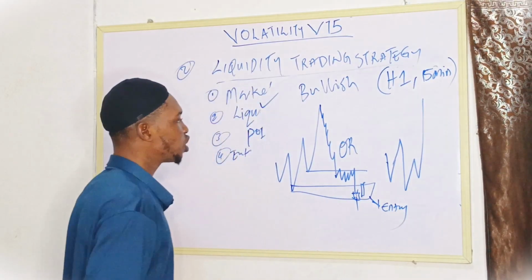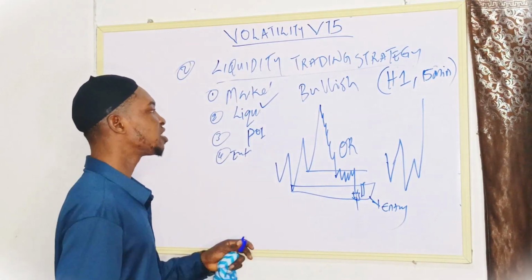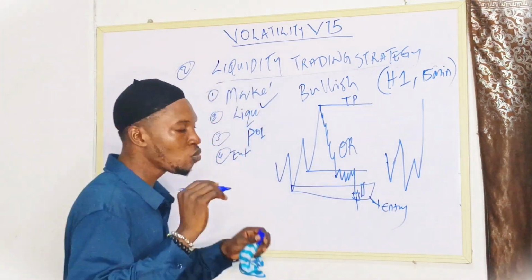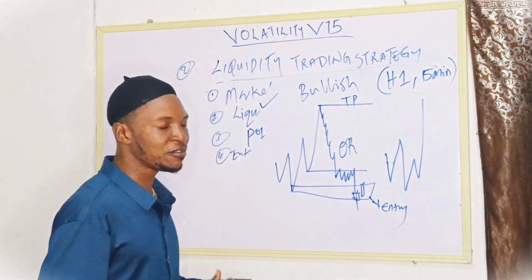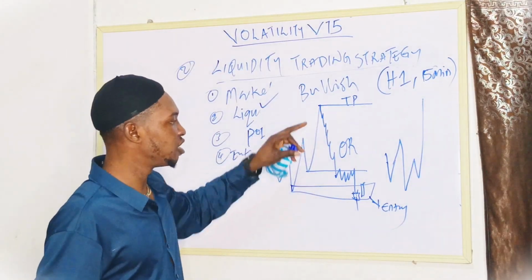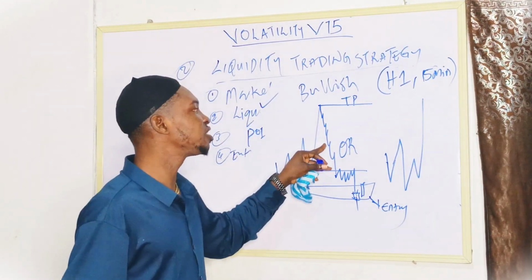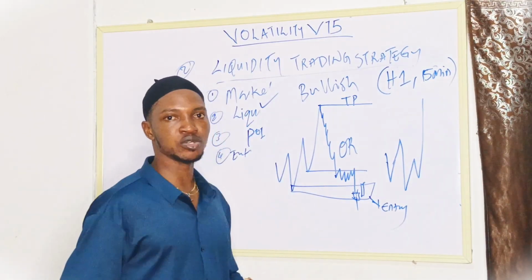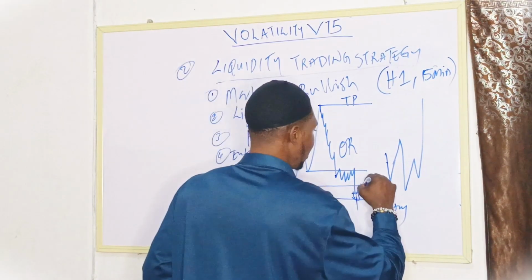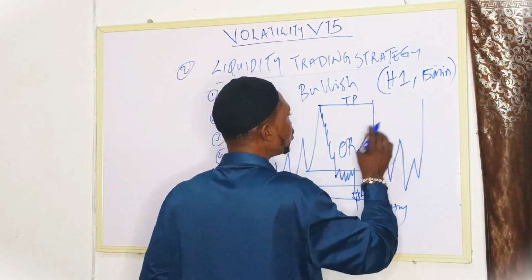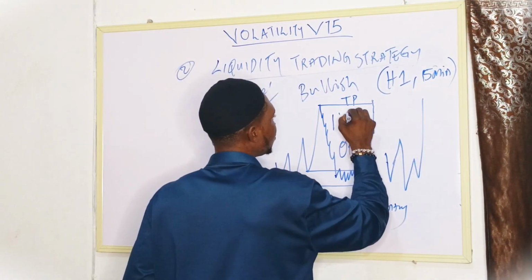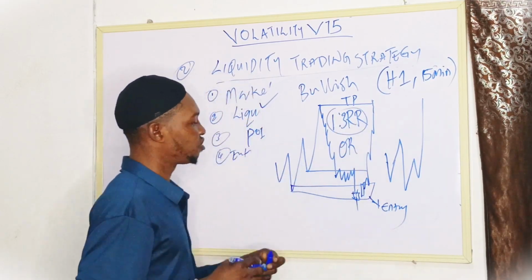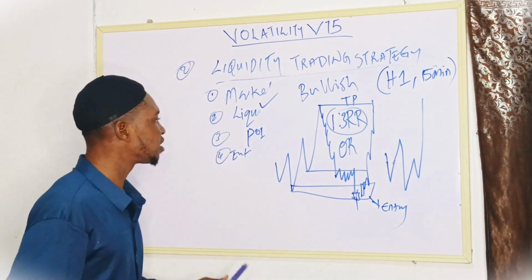When you make your entry from here, you can always target this zone as your TP, or use 1:3 RR if you don't have the patience to wait. If you're targeting this, it might take a longer time, but if you're using 1:3 RR, you will probably get your TP hit. So it just depends on your patience level. So when you enter from here, you target this zone, or use 1:3 RR. This is how you apply this simple strategy.